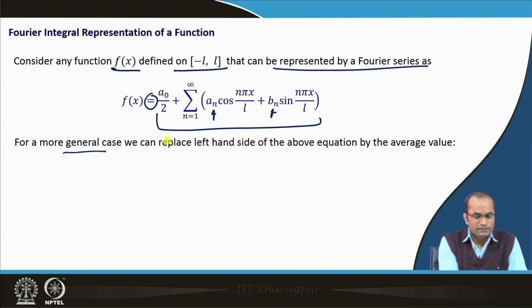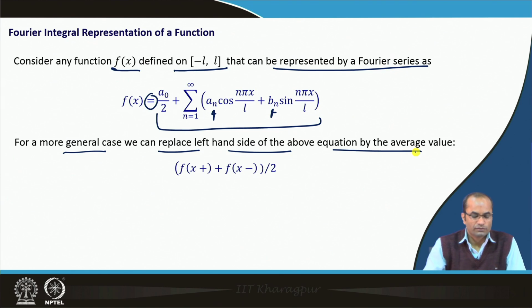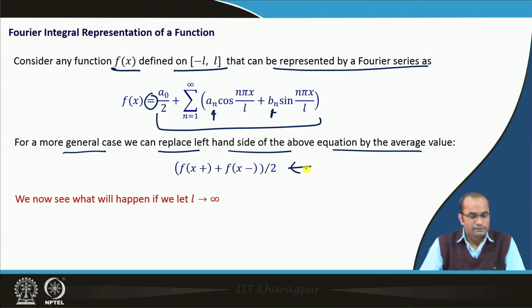For a more general case, we can replace the left hand side of the above equation by the average value, which is also discussed. When we do not have continuity at some points, the f(x) will be replaced by this average value. And now the question is: what will happen if we let this L go to infinity? If we increase this L, what will happen to this Fourier series representation of a function? That is the topic of today's lecture.